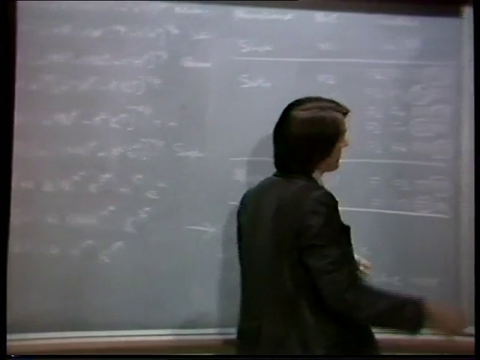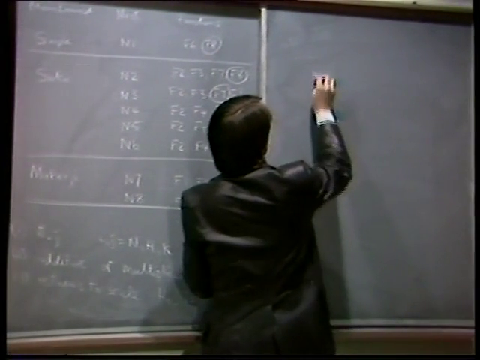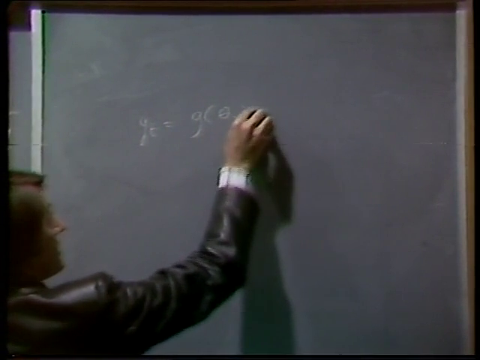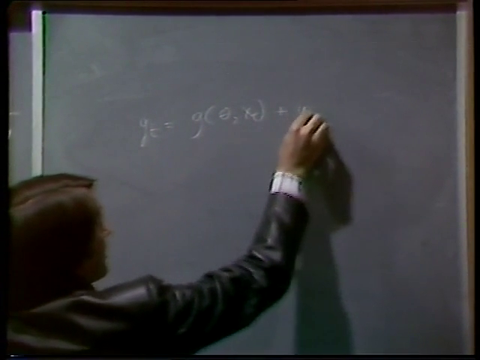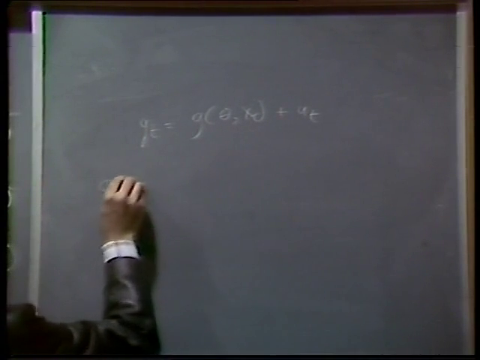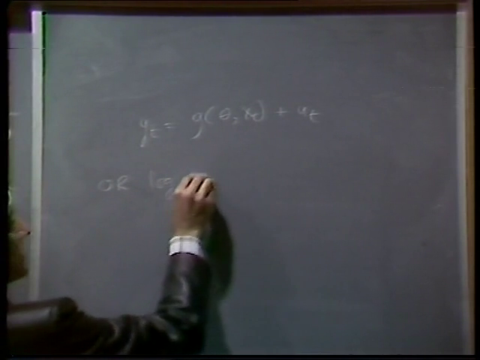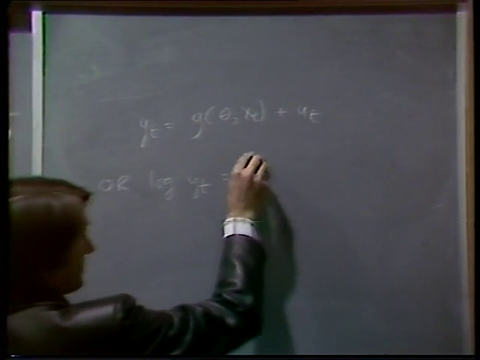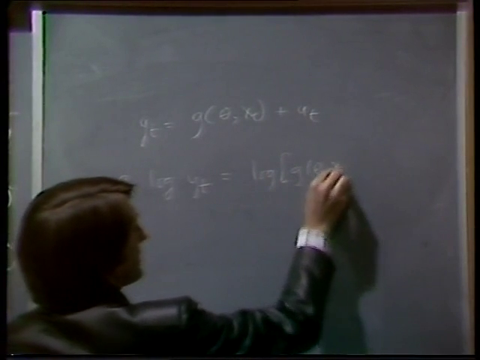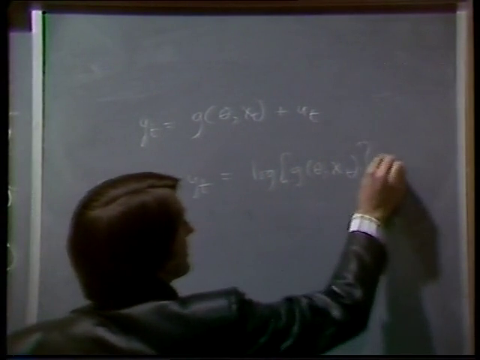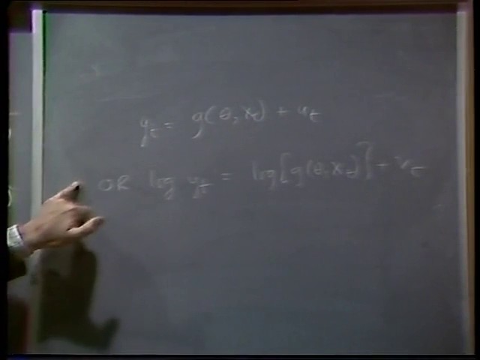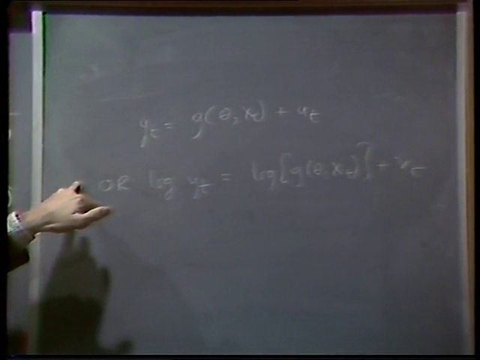Because in effect, the models for the production function are y_t equals some nonlinear function g of theta, x_t, plus u_t, or log y_t is the log of g of theta and x plus v_t. And this is the multiplicative error specification.